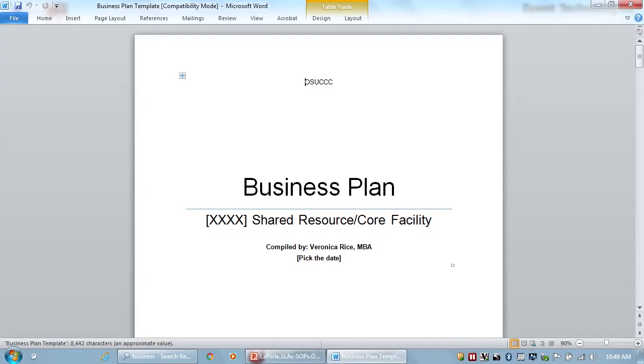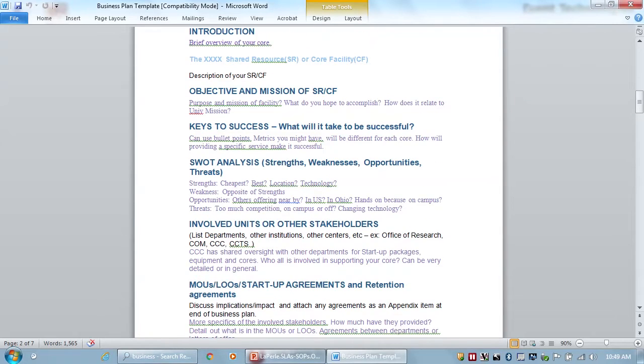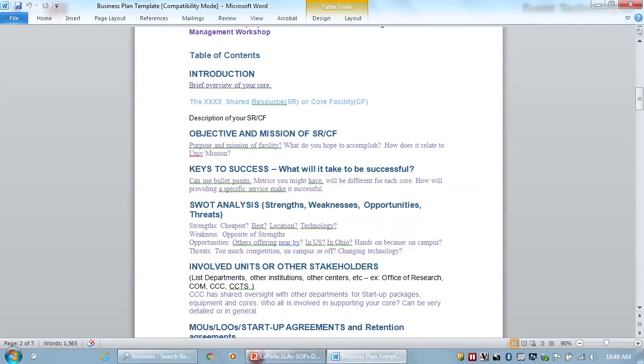And your keys to success. You can use bullet points here. It doesn't have to be very formal. So I'm using here my notes. I made notes on this business plan. So you can use bullet points.